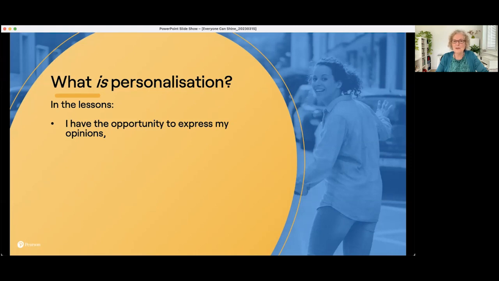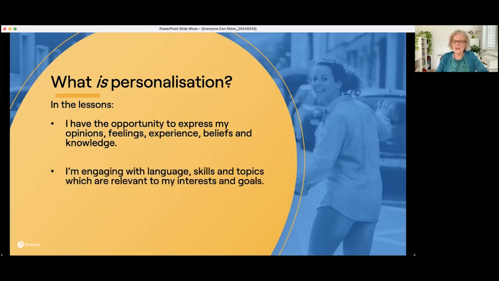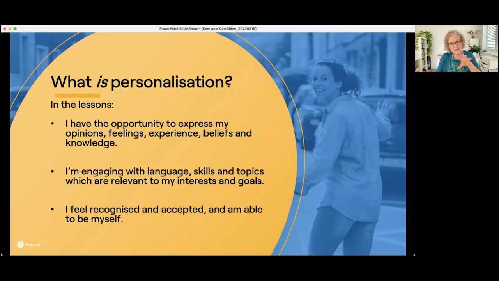So in the lessons, I have the opportunity to express my opinions, my feelings, my experience, my beliefs, and my knowledge. Number 2, I'm engaging with language, skills, and topics which are relevant to my interests. We had a lot of people talking about interests and goals, my overall goals in learning English. And number 3, which came up from some of your chat, I feel recognized and accepted, and I'm able to be myself in the class.